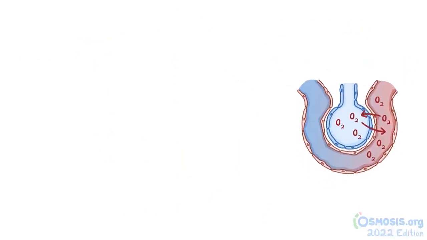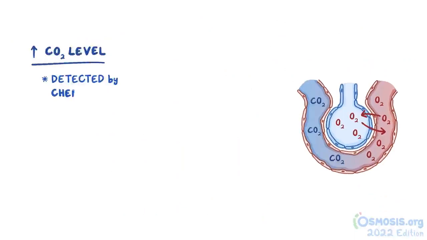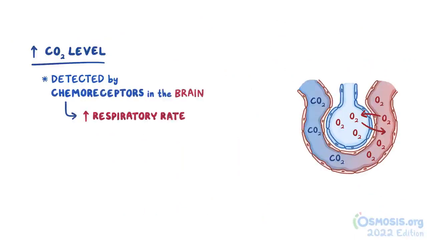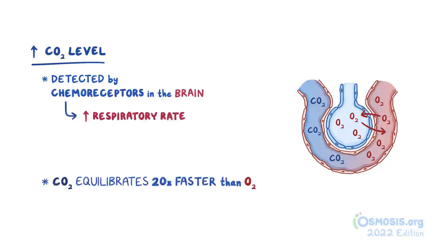On the other hand, if there's even a slight rise in carbon dioxide levels, it's detected by central chemoreceptors in the brain, which promptly increase the respiratory rate. Carbon dioxide in the alveoli and blood equilibrates about 20 times faster than oxygen. So unlike oxygen exchange, which is physiologically maxed out, any excess carbon dioxide can quickly diffuse out of the blood and return to normal physiologic levels.